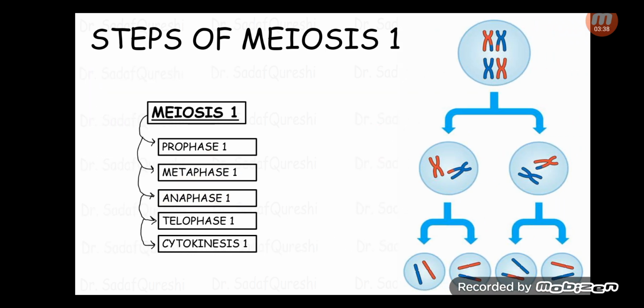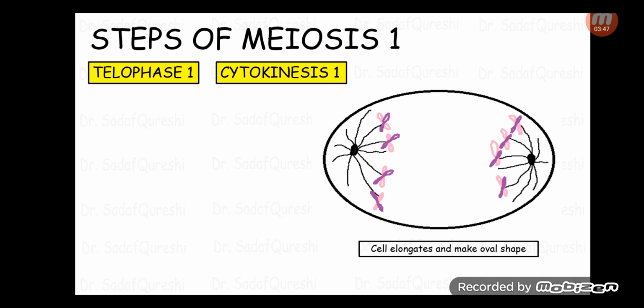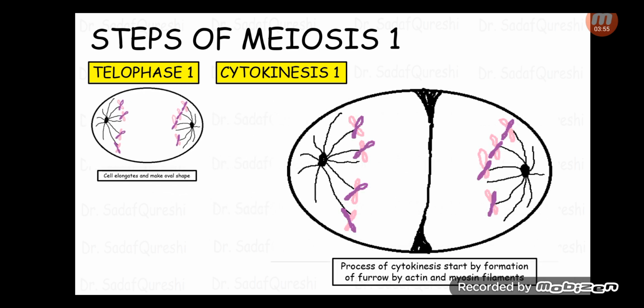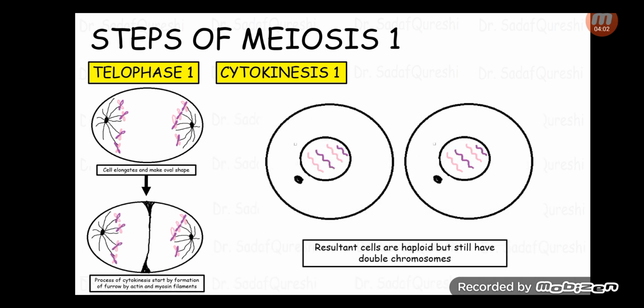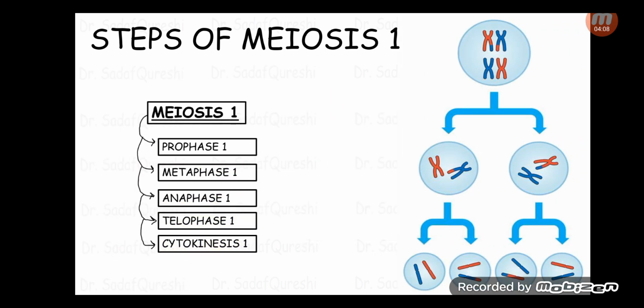Then happens the next phase of meiosis 1, that is telophase 1, and the fifth phase, that is cytokinesis 1. We will talk about both of them together. In telophase 1, the cell elongates and becomes oval shaped. Then the process of cytokinesis starts by formation of a furrow by actin and myosin filaments. After that, resultant cells are formed that are haploid but still have double chromosomes. So this was about meiosis 1.